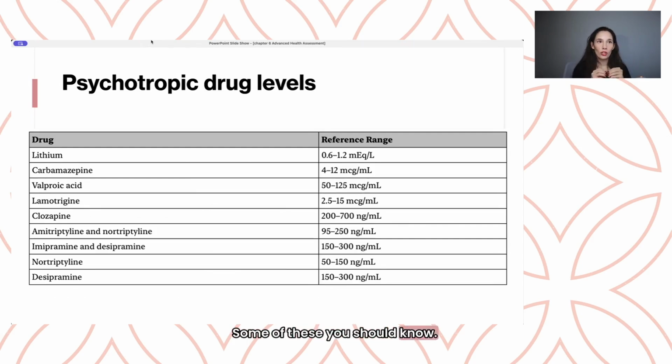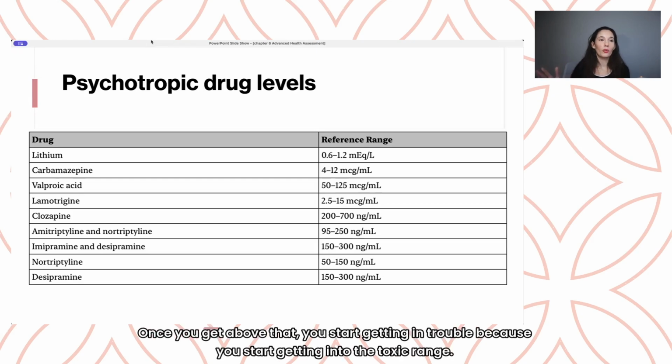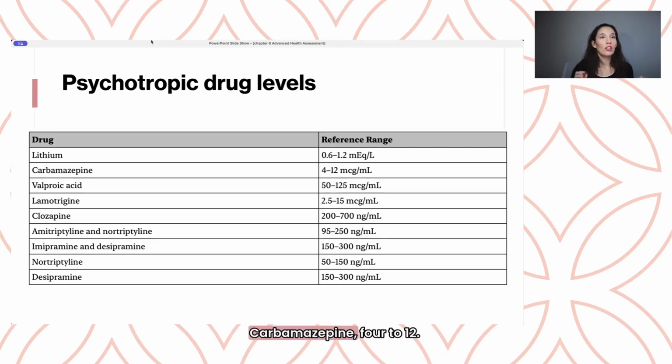All right, so psychotropic drugs. Some of these you should know. For example, lithium. You should know that the treatment for lithium, the blood level should be 0.6 to 1.2. Once you get above that, you start getting in trouble because you start getting into the toxic range. That you need to know. Carbamazepine, 4 to 12. I would say you don't really need to know that one. Valproic acid. This is another one that you should know. Anywhere between 50 and 125.